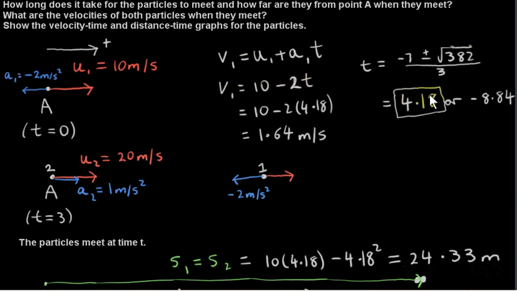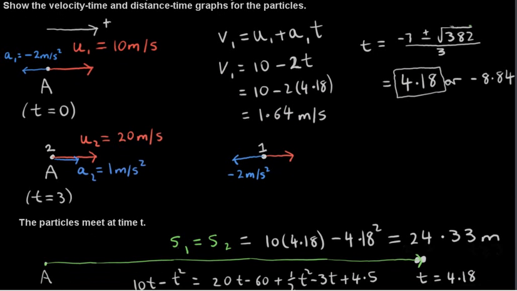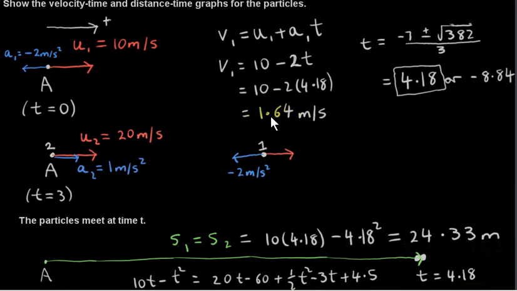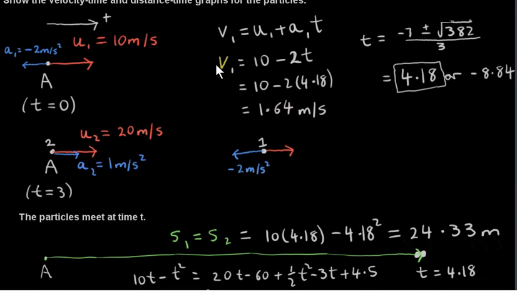Now we're interested in the time of collision, which is 4.18. So plug that in and we get 1.64 meters per second. So at the instant the particles meet, the first particle is moving to the right because its velocity comes out to be positive. It is important to emphasize that this formula is valid for t greater than or equal to 0.